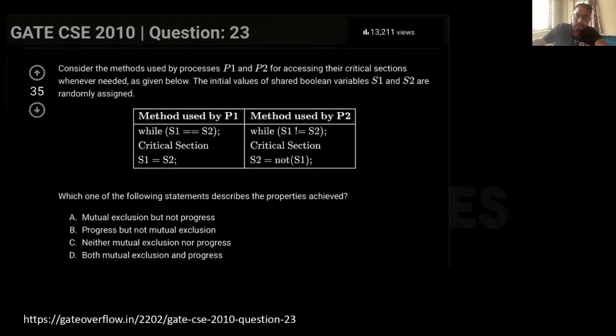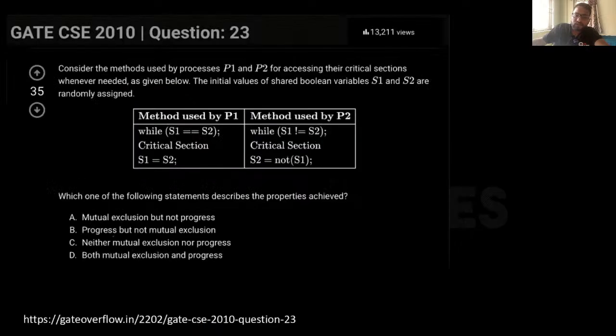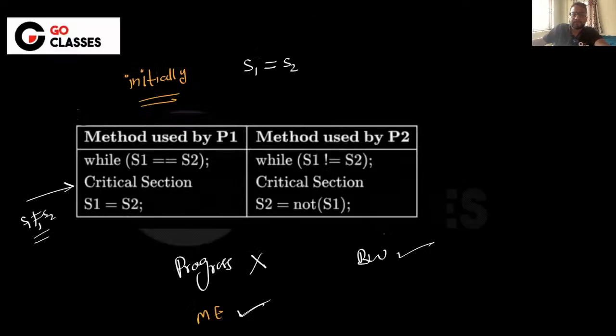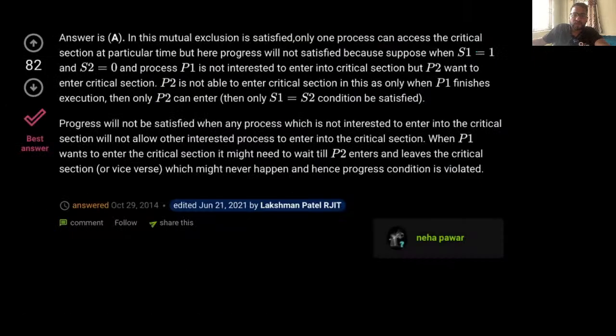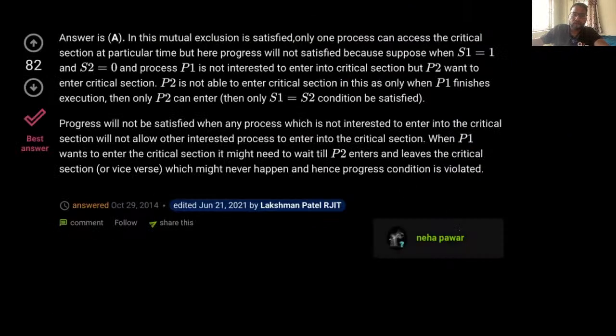So mutual exclusion and bounded waiting are both satisfied, but progress is not satisfied. They have not asked for bounded waiting, but mutual exclusion is satisfied and progress is not. So A should be the answer. Yes, A is the correct answer. Let me know if that is clear to everyone. Yes, Vikram, no progress. Okay, moving further.